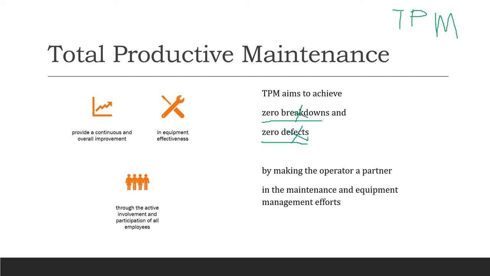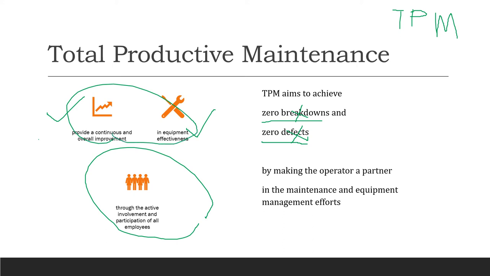So what do we do? We do three things, okay? We work on the equipment effectiveness. We're going to put in a continuous system. And how do we do it? We do it by active participation of all of these. Okay? It is the total productive maintenance of what? Of the system. Okay? Of the system.